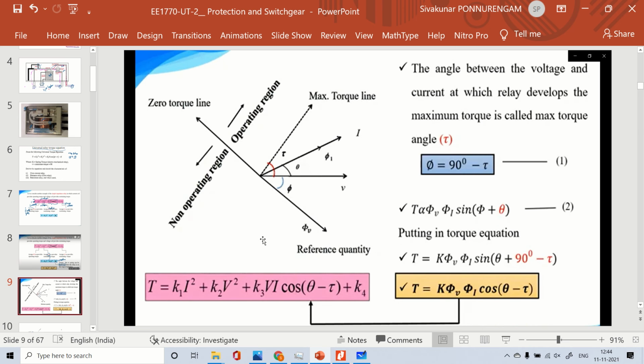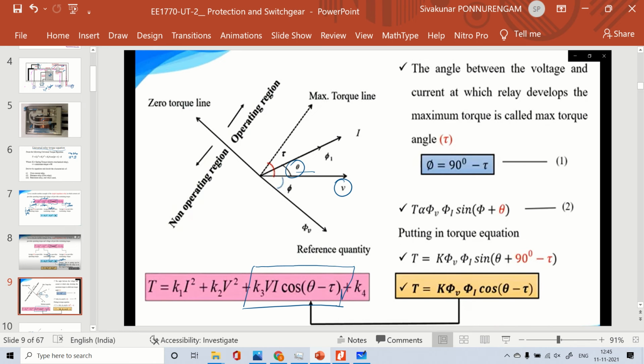Next, the major point here: what is K3 V I cos(theta minus tau)? That is the angle between the voltage and the current at which the relay develops the maximum torque. For what condition will the relay develop the maximum torque? This is the voltage at that point, and the current is at the angle of theta.